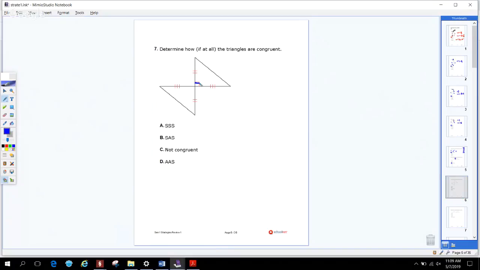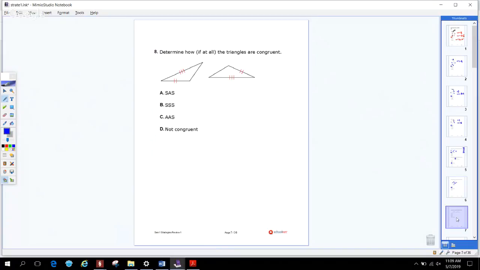Here, we have our angle. We have vertical angles. We have our sides. So now we can do side angle side congruence. So you really have to pay attention. Do I have all the information needed? Here, we only have two sides. So we're missing the third side or the included angle. So again, it's not congruent.